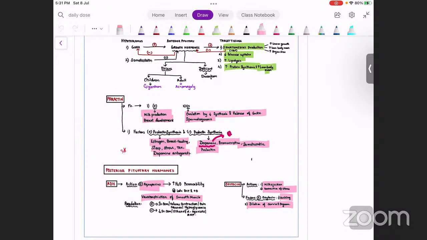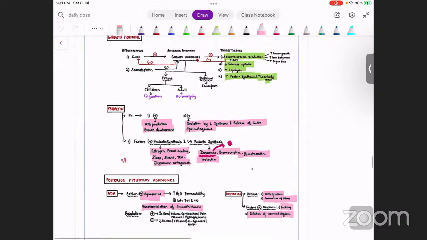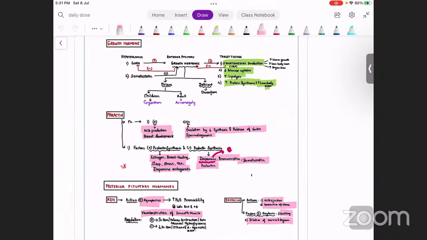Okay, and the factors which can stimulate prolactin are estrogen, breastfeeding, sleep, stress, TRH, and dopamine blockers. While here you may see exactly the opposite. The inhibitors are dopamine, bromocriptine, somatostatin, and prolactin.